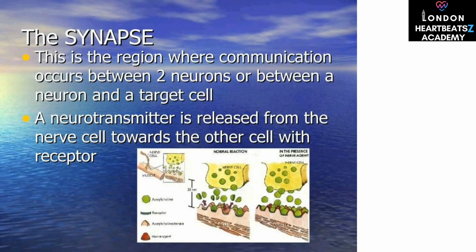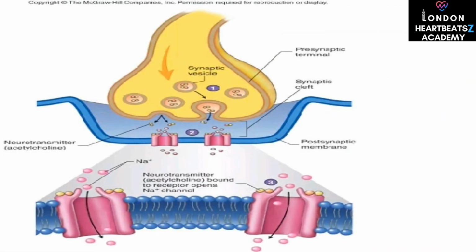The synapse is the region of communication between two neurons, or a neuron and a target cell. A neurotransmitter is released from the nerve cell and binds to receptors on the target cell. This diagram details the synaptic transmission process.